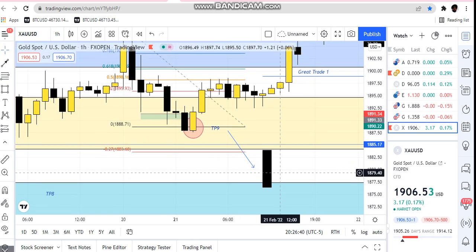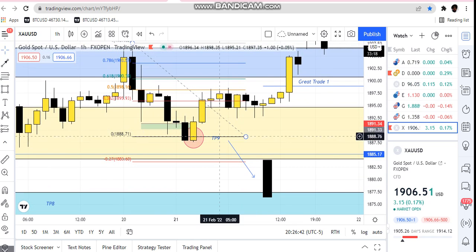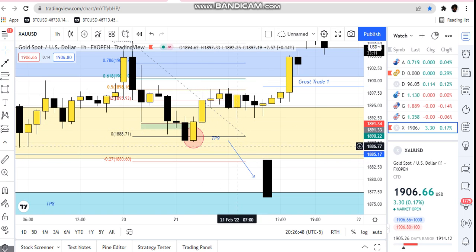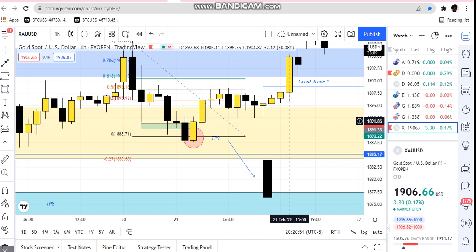That did not happen right away. Price did not show us that. It went back up, and then it got to 27 extension. This lets us know that price does not want to go to 27 extension.